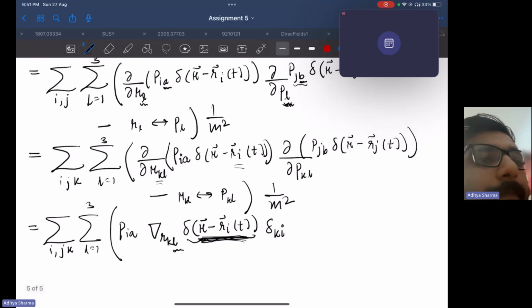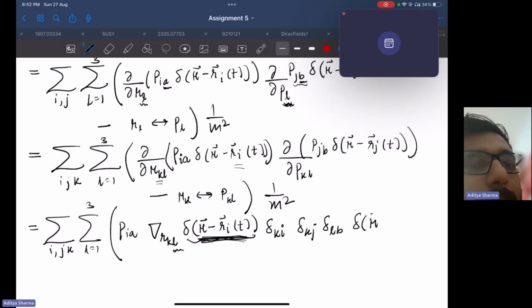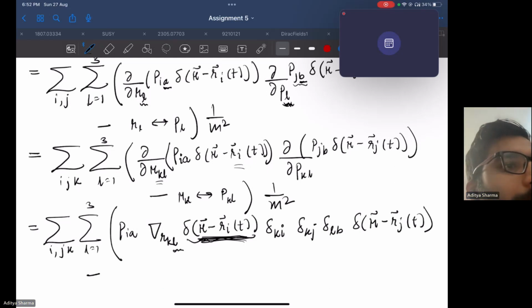So you have this part, and now you're going to differentiate this part, and this part is just Dirac delta of Kj and Dirac delta of Lb. And this part won't contribute, it will remain as it is: Dirac delta of R minus R square. Similarly, with these changed, you're going to have this part and this part has changed.